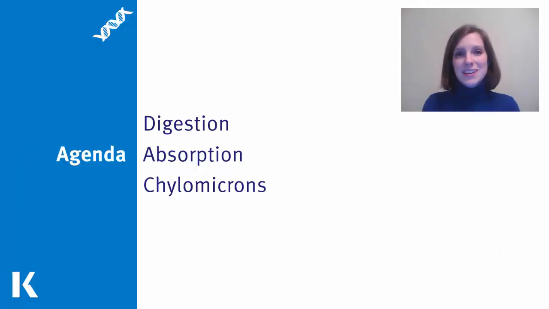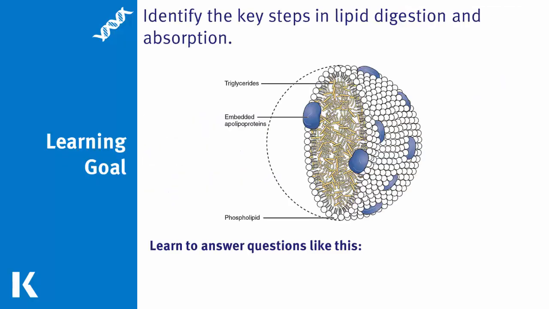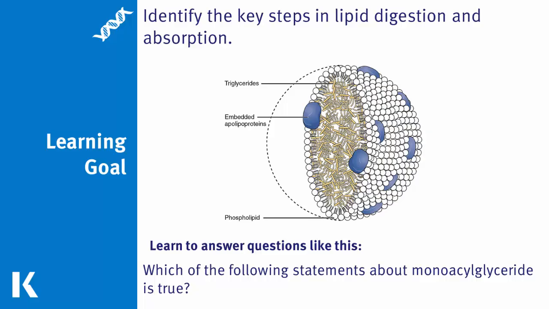We'll start off by investigating just that process, the digestion and absorption of lipids. We'll then introduce the term chylomicrons, and we'll see how they are important to transporting lipids throughout the body. After watching this video, you will be able to map out the process of lipid digestion and absorption, and be able to answer questions specific to the compounds present throughout these processes.